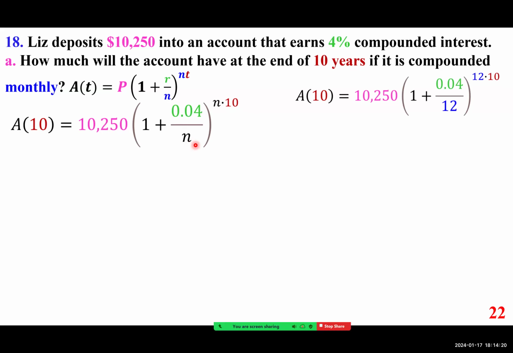So obviously this is 120. You do the math, you put it into a calculator, it results in $15,281.03. When it comes to rounding for money, we go with 2 decimals, which means we look at the third one and we make a decision on the second.